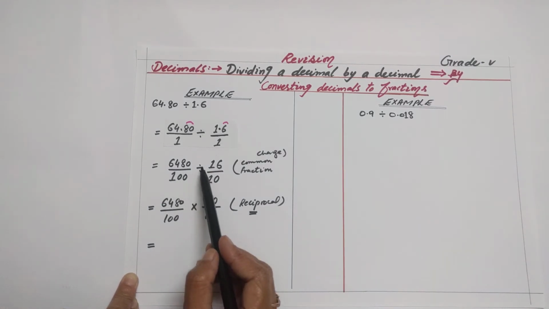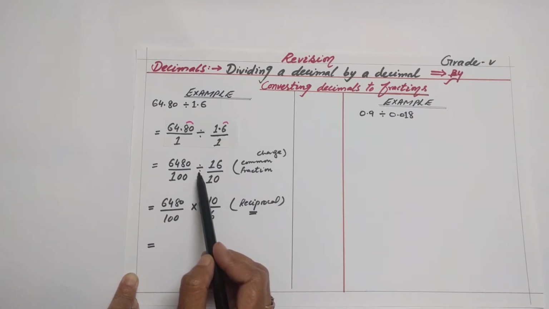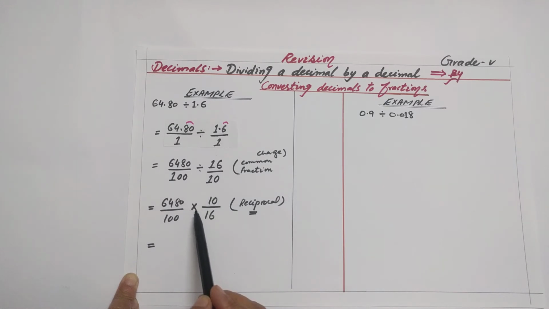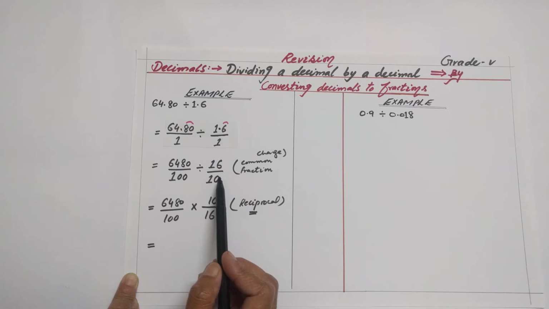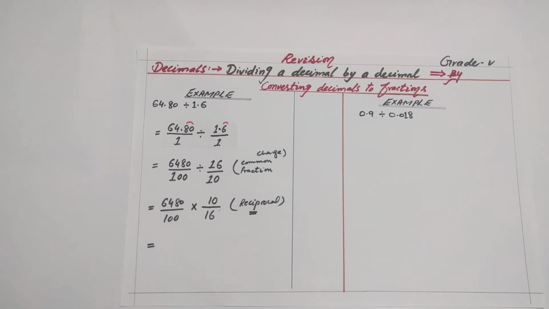For that purpose we will change the division sign into multiplication, and when we convert the division sign into multiplication, we have to take the reciprocal of the second fraction. Reciprocal means the numerator will be replaced as the denominator and the denominator will take the place of the numerator. Clear? Now we can easily find the lowest form.